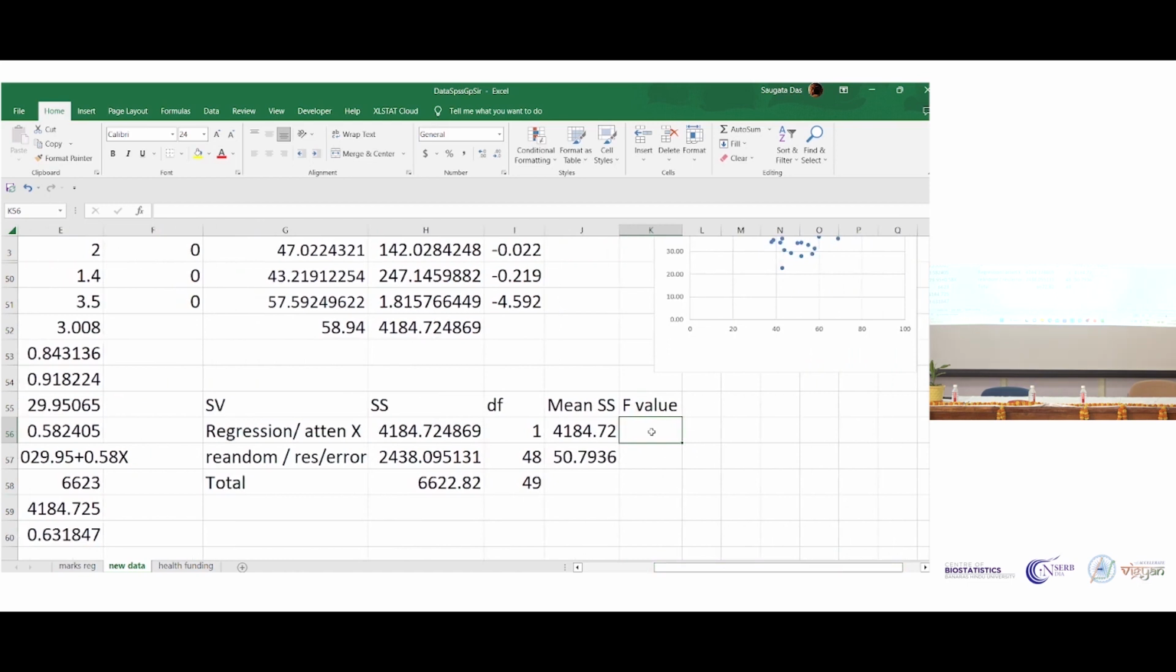F value, F is equals to mean SS regression upon mean SS residual. So equal to this upon this.